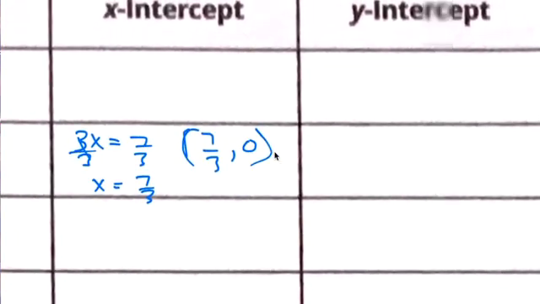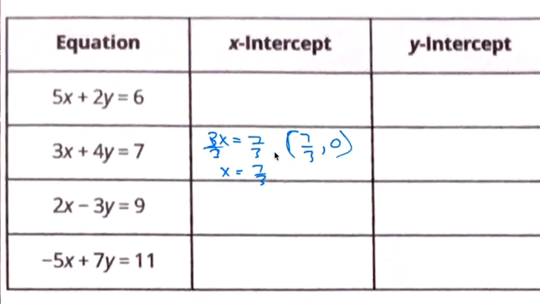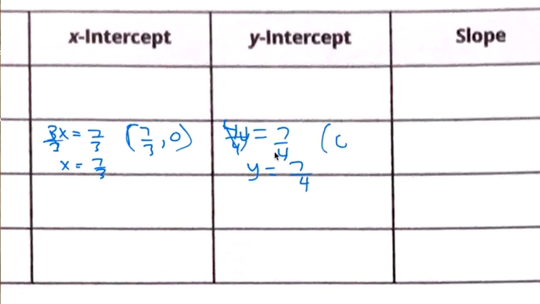For the y-intercept, we pretend that the x is covered, right? We covered all this. It's not there. So we got a positive 4y equals 7. Divide by 4, divide by 4. Y equals 7 over 4. Now, because x isn't there, x is 0, and y is 7 over 4.